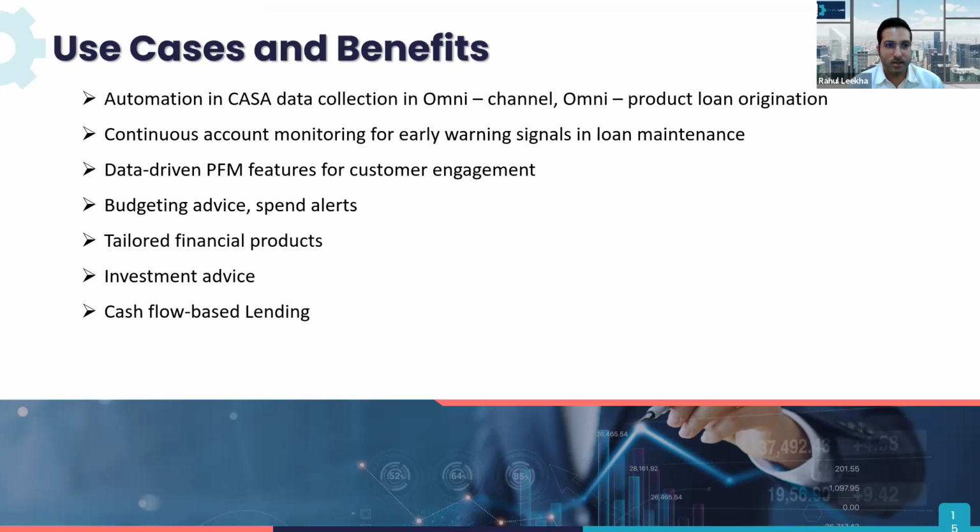Of course, first one being that you have the automated data collection, which is omni-channel and omni-product loan origination. And the biggest and the most interesting part about this is also the early warning signals. I remember discussing with one of the clients in an NBFC, how do you right now do early warning signals, right? Or how do you monitor the loans?